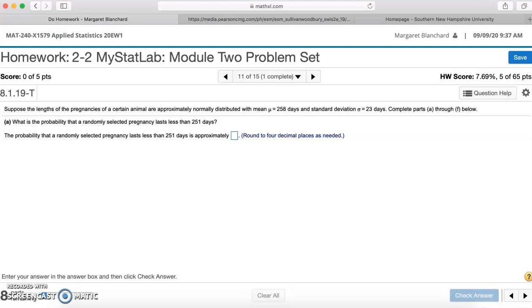Module 2, problem number 11. Suppose the lengths of the pregnancies of a certain animal are approximately normally distributed with a mean of 258 days and standard deviation sigma equal to 23 days. Complete parts A through F below.